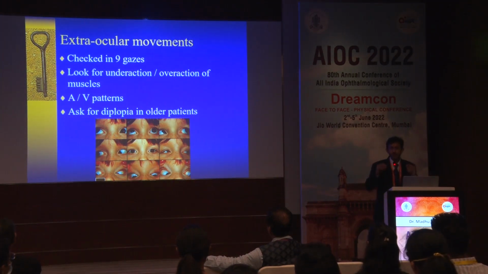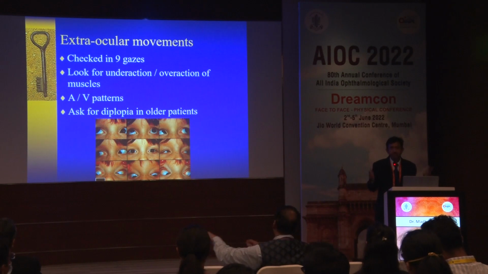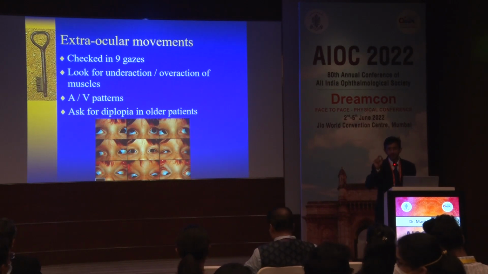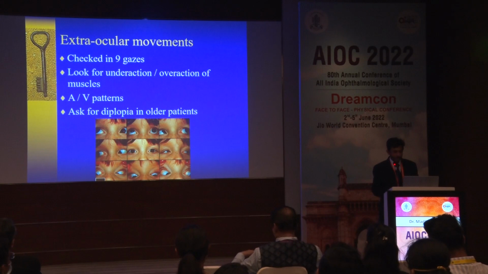So you've got the macula, OCT done, everything, 6/9 vision. What's happening? Four prism diopter microtropia, which you're missing. That's the cause of the amblyopia.